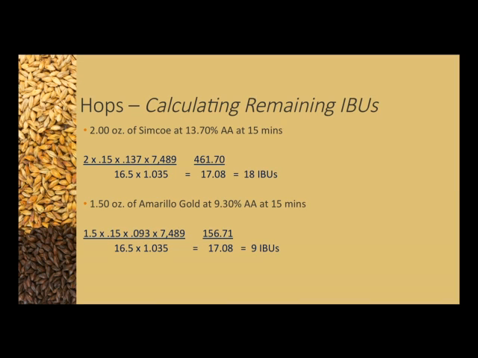Now let's take a look at the next 2 additions. Notice how quickly utilization drops as the hops are added later in the boil. This coupled with smaller weights and lower alpha acids cause these additions to have a much less significant impact on IBUs. Still, this beer comes in at a healthy 85 IBUs.